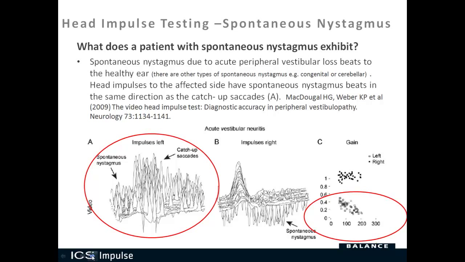Head impulses to the affected side have spontaneous nystagmus beats in the same direction as the catch-up saccade. That's again, if you've got a leftward abnormality, which is the example here that's circled in A, the head moves left, the catch-up saccade is right, but the spontaneous nystagmus is also beating right because the abnormality is on the left side. So you have not only the catch-up saccades here, but you've got the spontaneous nystagmus beating upward as well. Now let's talk about what happens if you're testing the non-affected ear.